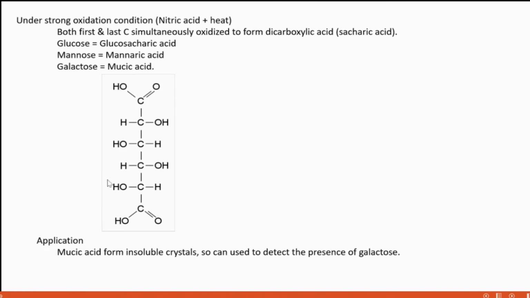The structure is given here. What is the application? This mucic acid can form insoluble crystals. So by detecting that, we can use this principle to detect the presence of galactose in a given sample. If nitric acid and heat are given, then mucic acid will form. Then we can infer that the sample contains galactose.